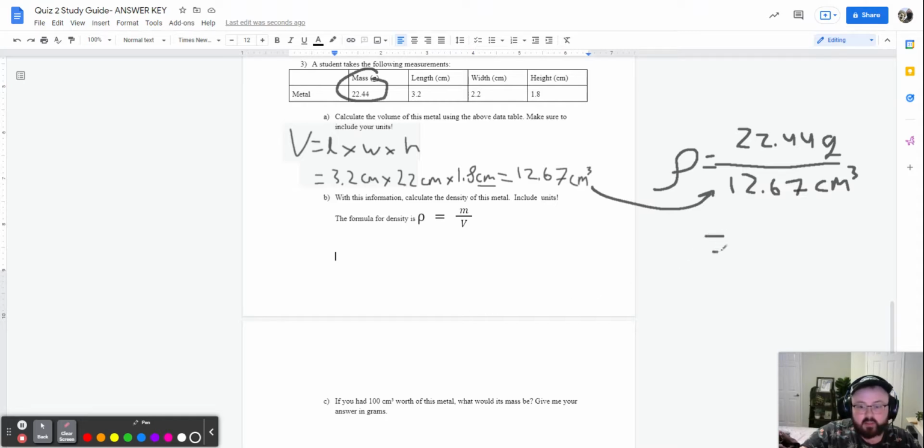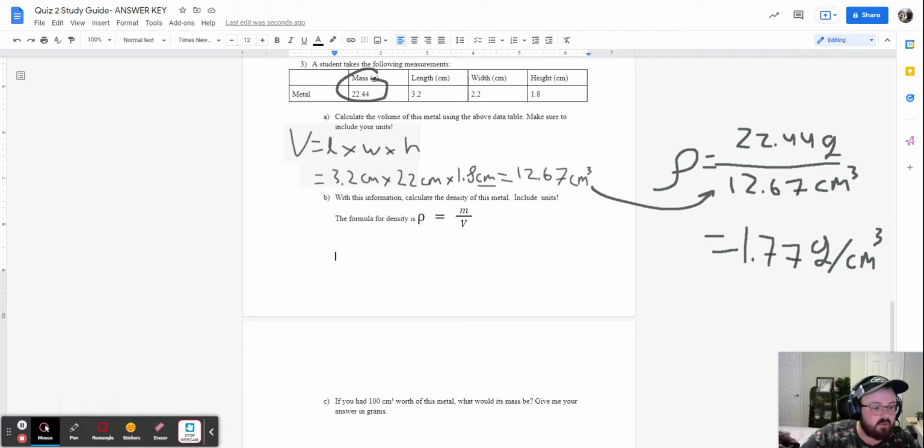And you can use a calculator to solve this, which I'm going to do off screen. So this is a division sign, right? You have two numbers, you divide, and you get 1.77. Now, what are our units? Our unit is grams on top, centimeters cubed on the bottom.